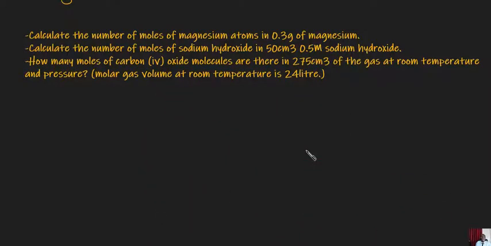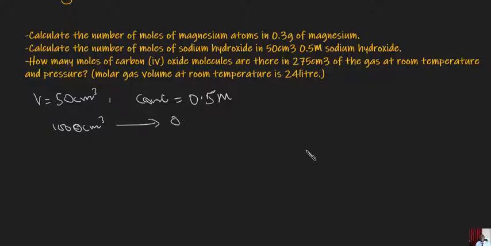You get the volume of that solution, and in our case, the volume is 50 centimeters cubed. Then you get the concentration of the solution, which in this case is 0.5 M. I hope you know what 0.5 molar means. It means that in 1,000 centimeters cubed, you find 0.5 moles. These are the number of particles you find of sodium hydroxide.